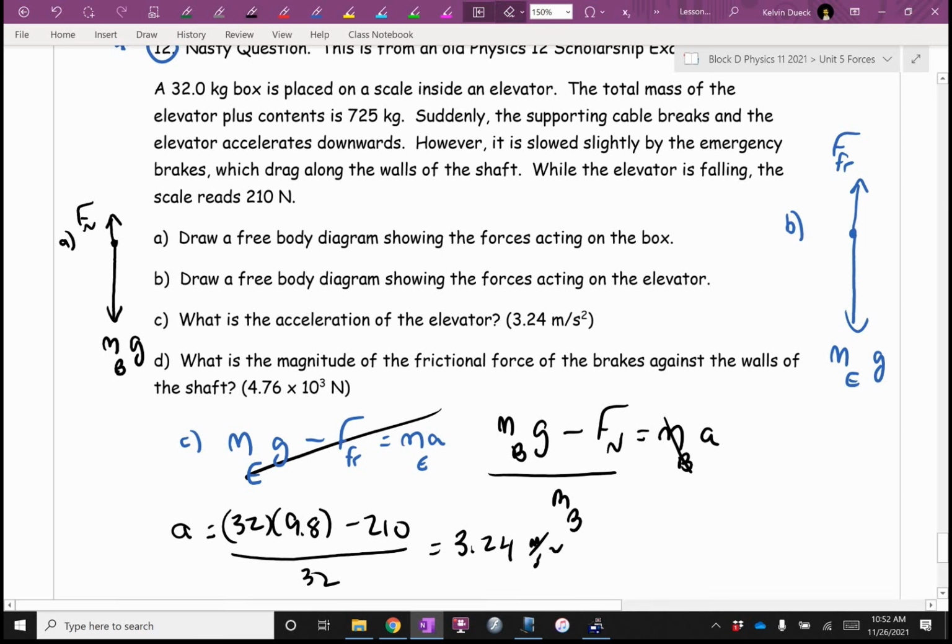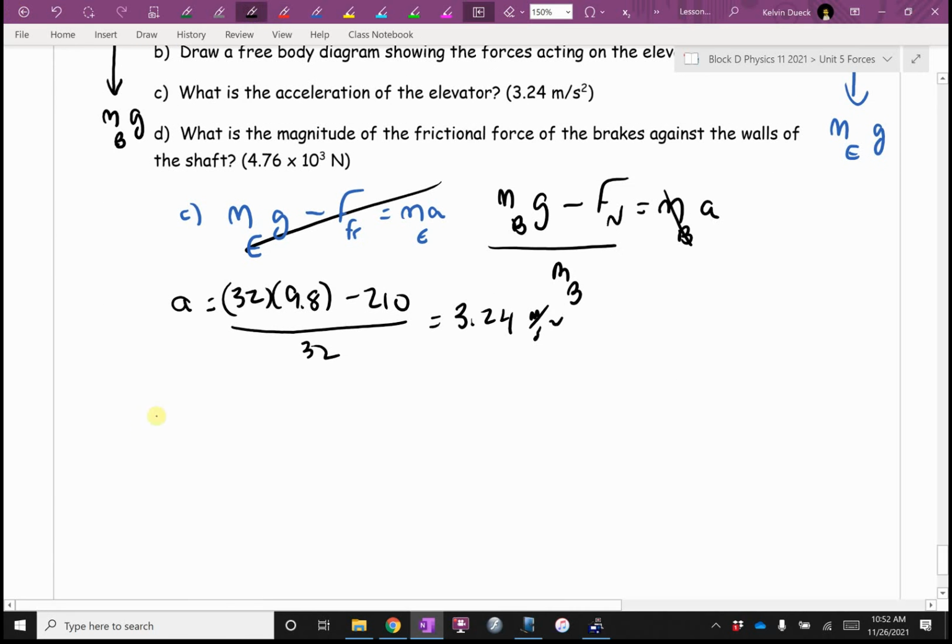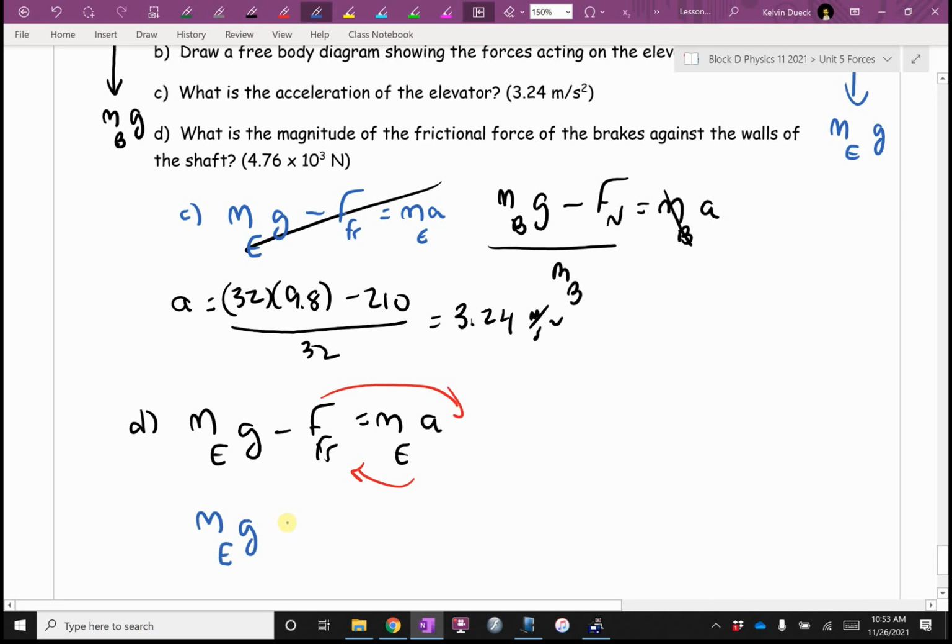I'll bet you now I'm going to use this equation that I crossed out, and I'll bet you, well, let's go see. It's going to be mass of the elevator times G minus friction equals mass of the elevator times A. Let's get friction by itself. Swappy dance, I think. It's going to be mass of the elevator times G minus mass of the elevator times A, and if you don't mind, I'll put friction. Do I know the mass of the elevator? Do I know G? Do I know? That's why I had to do that first.